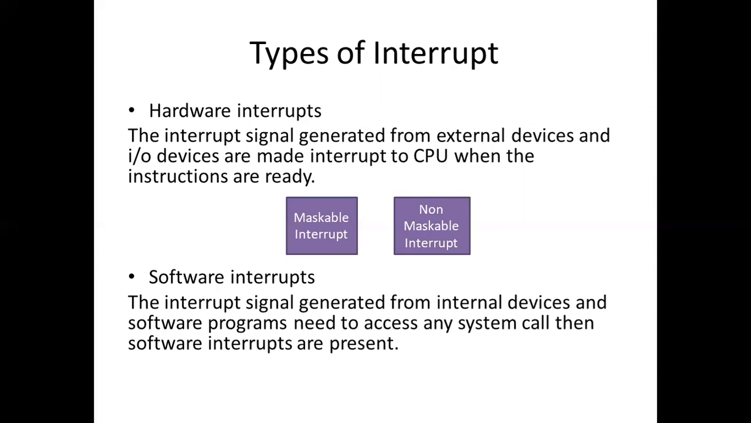Then within the software interrupts, this one comes from the internal devices as well as other software programs that need to be accessed. So with the first one, we have the normal interrupt that would just come from a normal request, either from software or from an internal device.